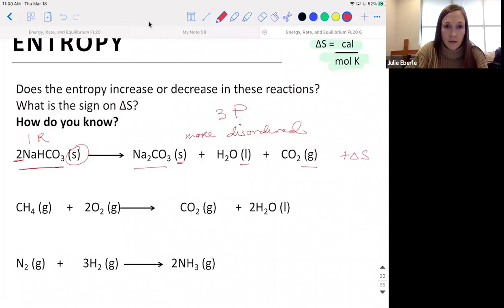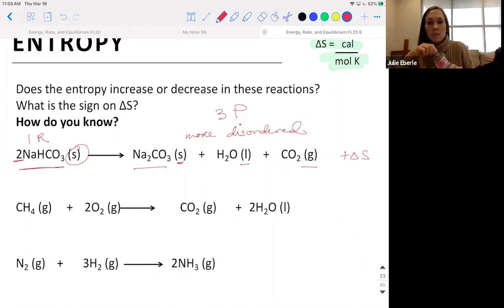So the question is just put in the sign of delta S. Is it positive or negative for numbers 2 and 3? All right, I'll give you about 20 more seconds.